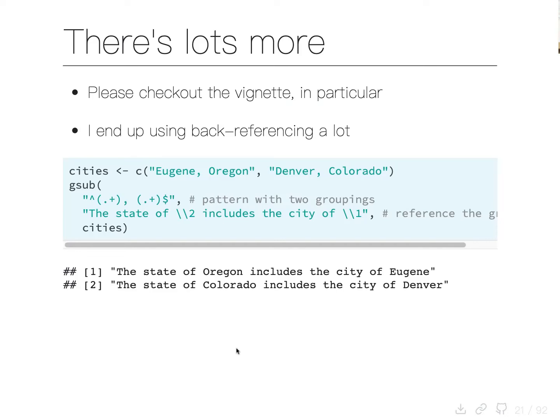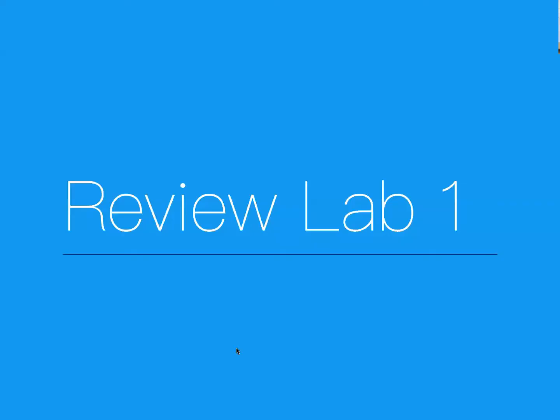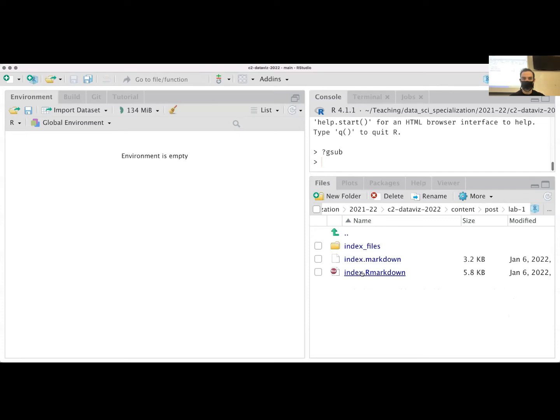There's all sorts of other reasons why back referencing is, I think, useful, but that's just a quick example. Again, that's a more advanced topic, but it's just kind of a neat thing. Okay, so that's it for the pattern matching stuff. The next thing I was going to do is review lab 1, but before we do, are there any questions on any of that?